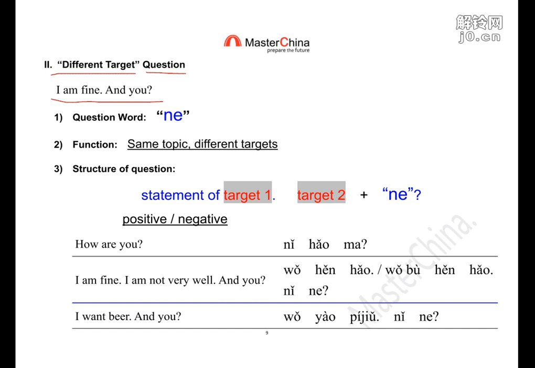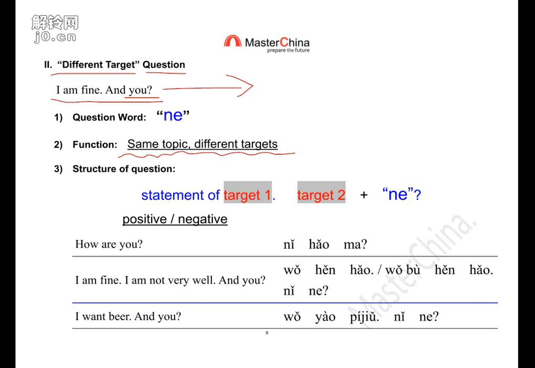So look at this sentence. We are talking about "I am very well", and we change to another target, "and you". So I call this function "same topic, different target". In this sentence the topic is whether we are fine, and the different targets are I and you. If we have this situation in our dialogue, usually we need to use this question.